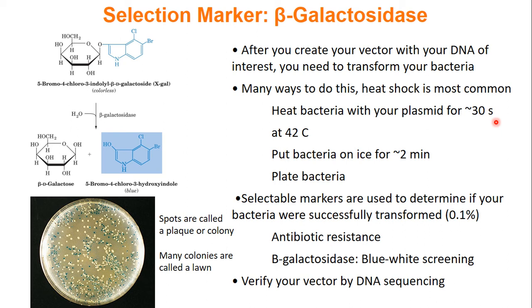And during these 30 seconds, since the bacteria are under stress, under high heat, what will actually happen is that the bacteria will open up their plasma membrane, and DNA will be able to go in. And we hope that DNA is our plasmid. So after the 30 seconds, you then put the bacteria on ice for 2 minutes, and by putting them in ice, you're allowing the bacteria to reseal the holes in their plasma membrane. And then you plate your bacteria, trying to get your bacteria with plasmid to grow.